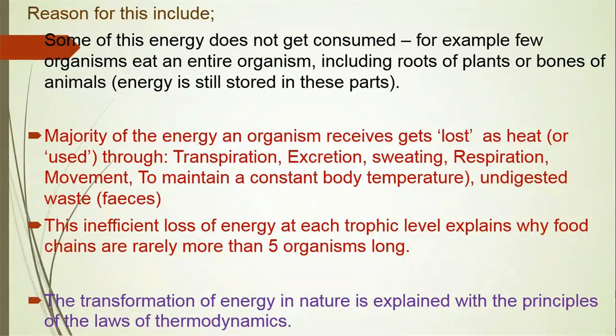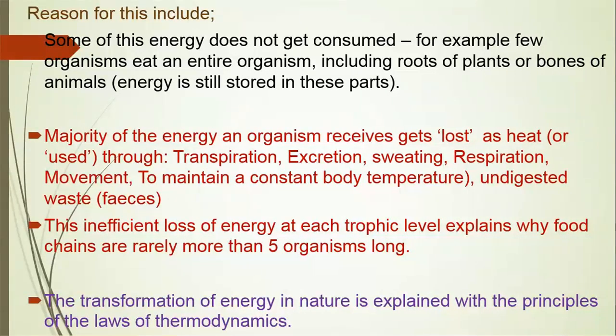Now, this inefficient loss of energy at each trophic level explains why food chains are really not more than 5 organisms long. If you notice the food chains we've studied so far, I think the longest is 5 organisms, because at each trophic level, energy is lost.